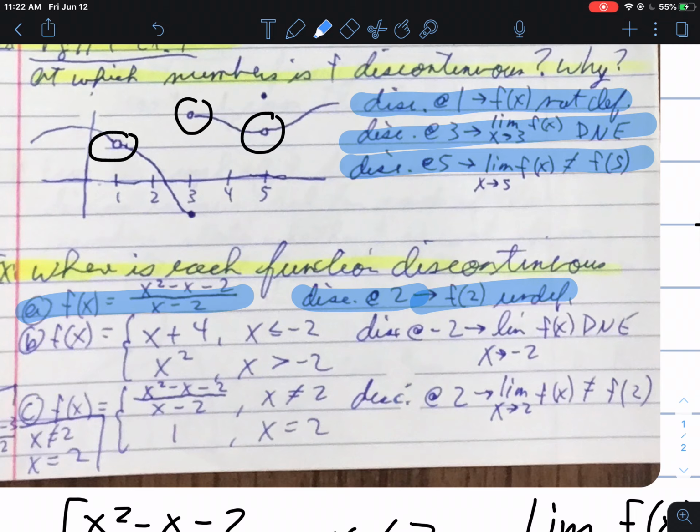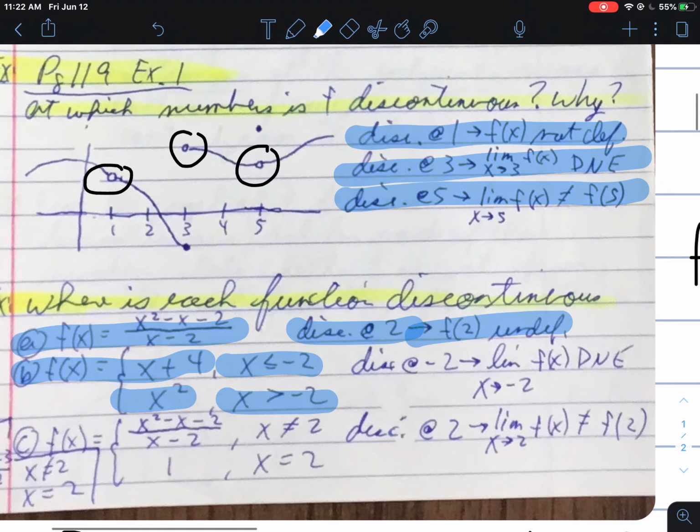The second function, part B. Here's a piecewise function. We love piecewise functions. This part B piecewise function has two parts. I've got f of x equal to x plus 4 for values of x that are less than or equal to negative 2, and f of x equal to x squared for values of x that are greater than negative 2.